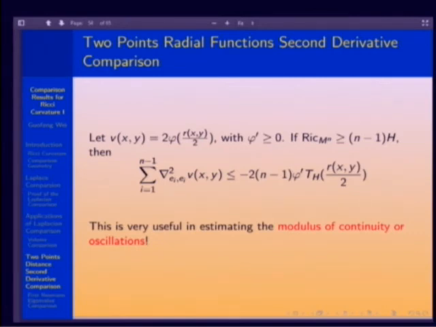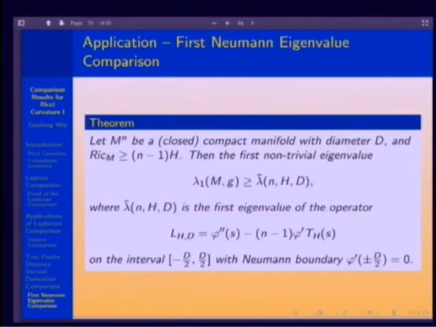There's actually many applications. Ben Andrews has a survey article on lots of these. I'll just show you one application because it is really comparison. So one application is about the Neumann eigenvalue comparison. We saw the Dirichlet is very quick, using Laplace comparison. Okay, so what is the Neumann? Let me just assume the manifold is closed. You can take compact with boundary, but it will be Neumann boundary, and the boundary should be convex. But that's okay.